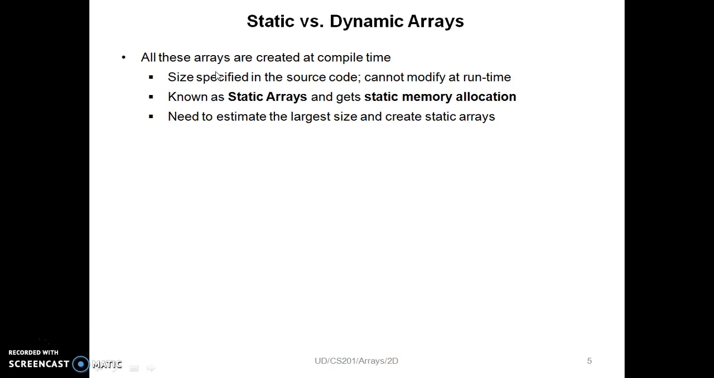Please note that all these arrays we have discussed were all created at compile time, and we specified the individual sizes, the dimension sizes, in the source code, and it was not possible to modify the array size at runtime. That is why it is known as static arrays, and it gets static memory allocation. The only constraint is we need to estimate the largest possible size and create static arrays accordingly.